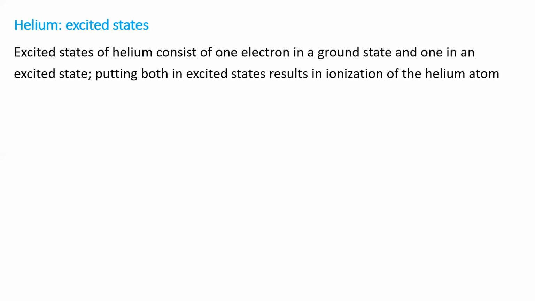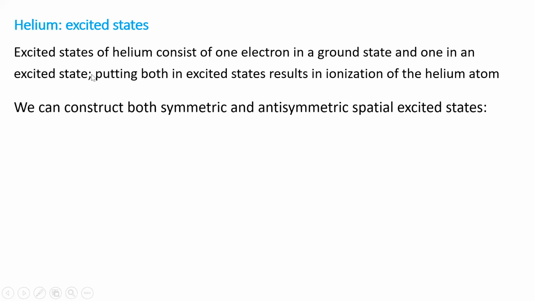So we don't have a helium atom anymore, we have a helium ion. And we want a neutral helium atom here. So we just have 1 electron in a ground state and 1 in an excited state. So we can construct both symmetric and anti-symmetric excited states, and they would look like this. So this is the symmetric.